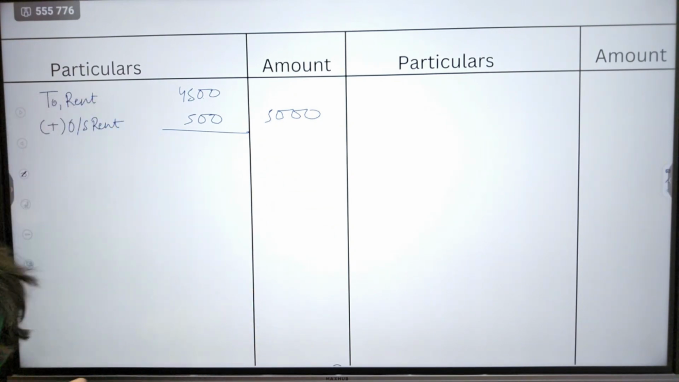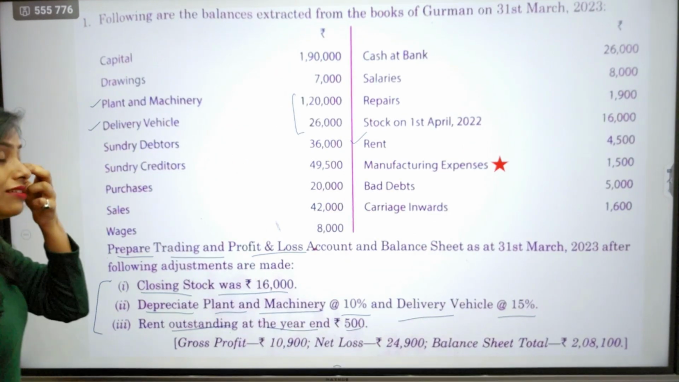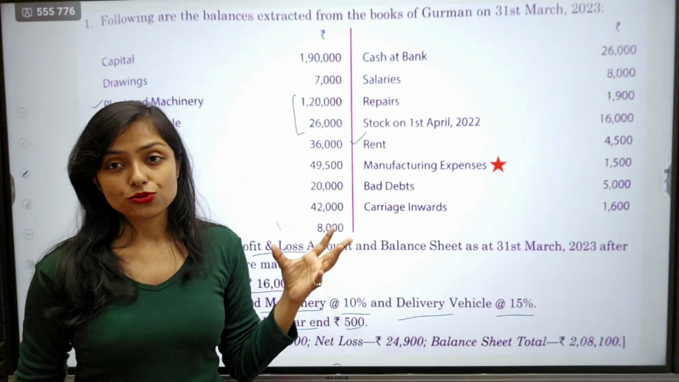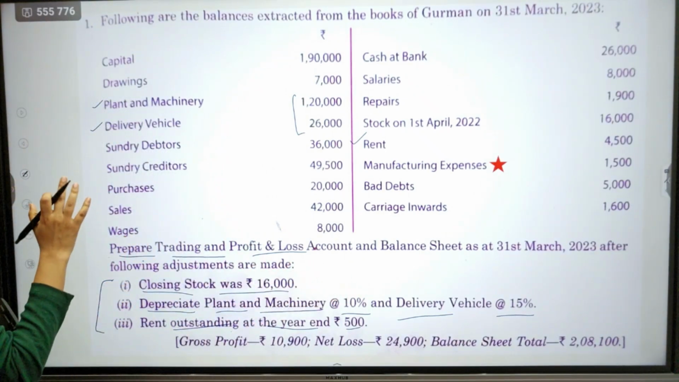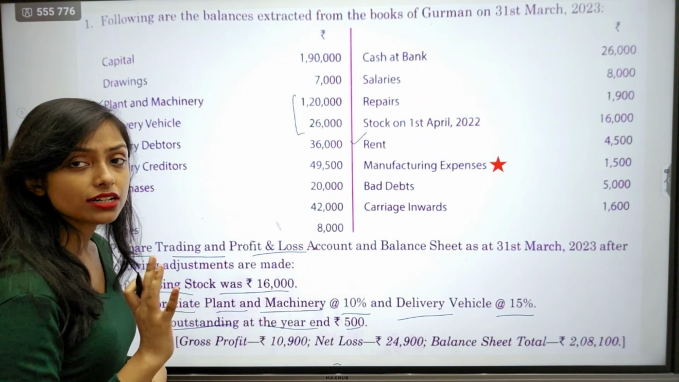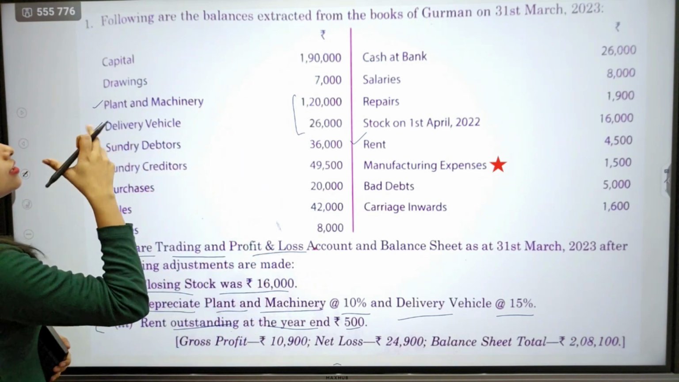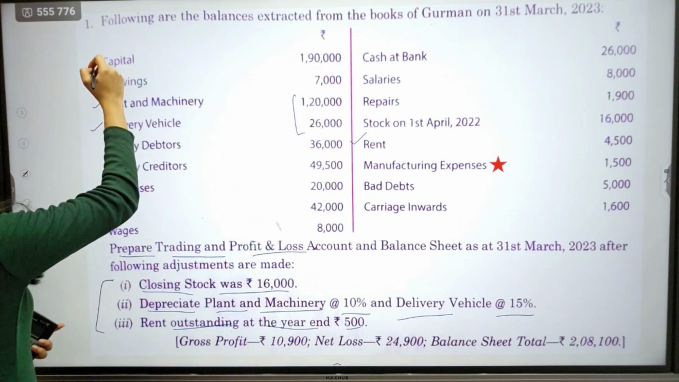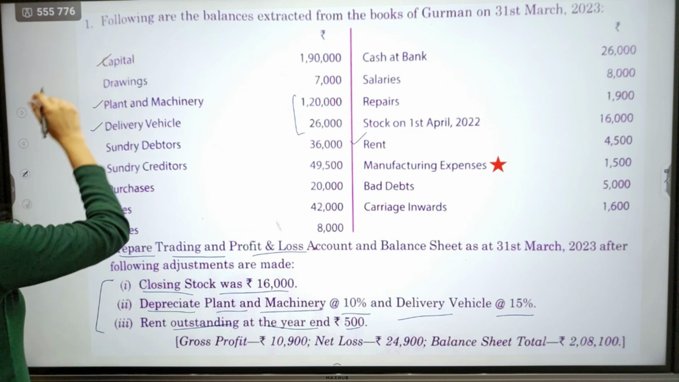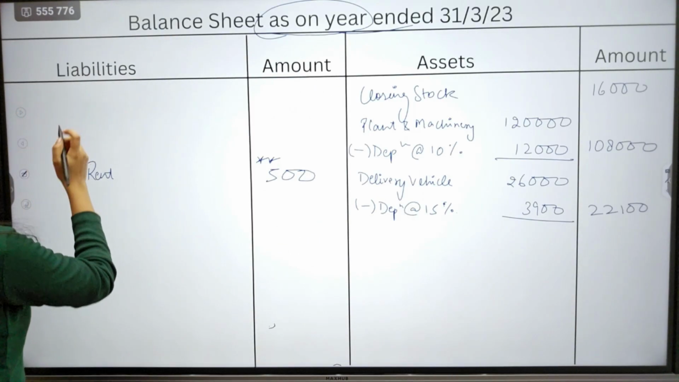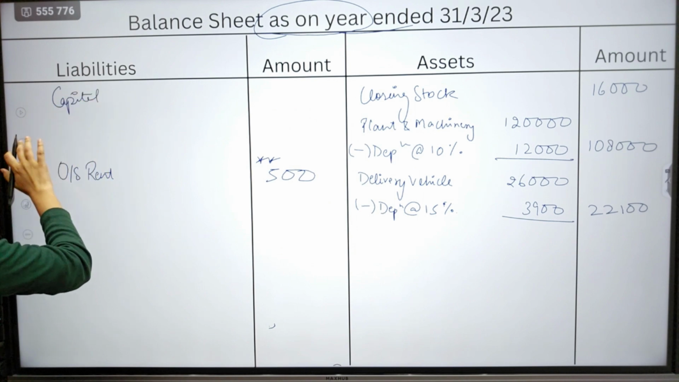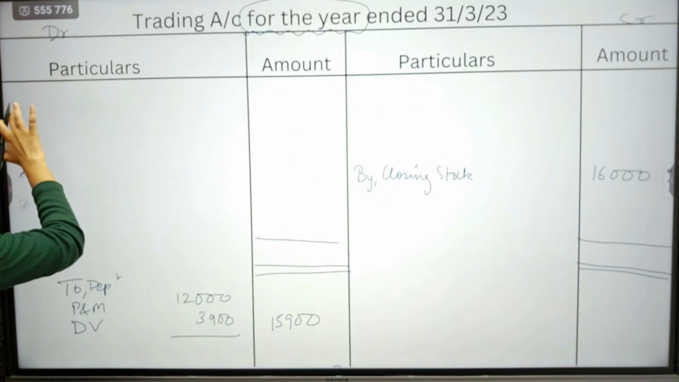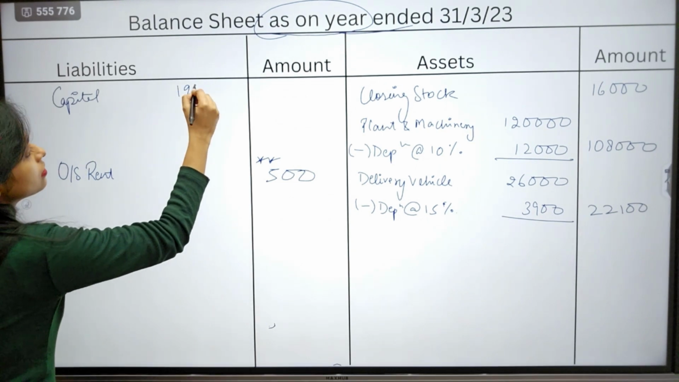Clear to you? Okay. Only in the first question I'm explaining so much, okay? Don't worry. In all the other questions, we will not do that. Fine. We are done with all the adjustments. Now let's move on to the things that are given inside the trial balance. Let's adjust it fast. Capital, let's write. So capital is always written on the liability side, first item. How much was capital? Sorry, I did not see. 1,90,000.